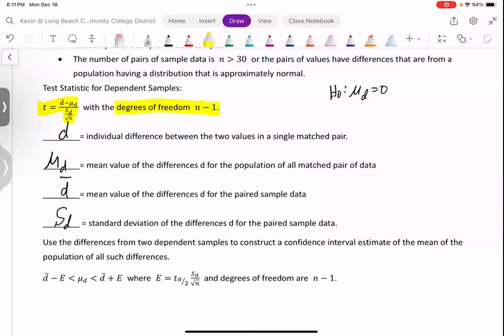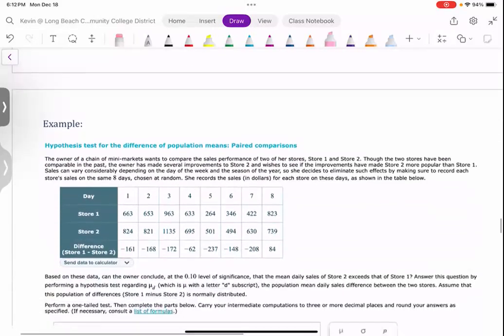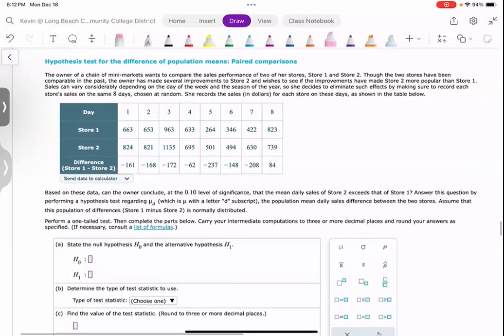Now, when we're doing a confidence interval, you can see the formatting is going to be all about mu sub D once again. And once again, our degrees of freedom are going to be n minus 1. So let's jump into it. And once again, before I even read the scenario, this is the list that we are interested in right here.